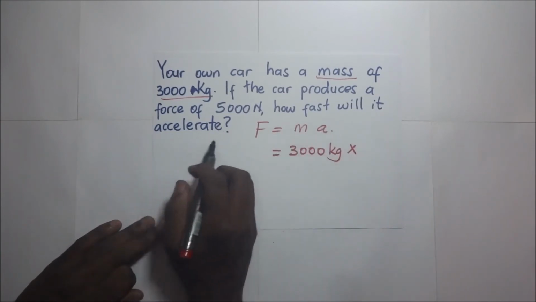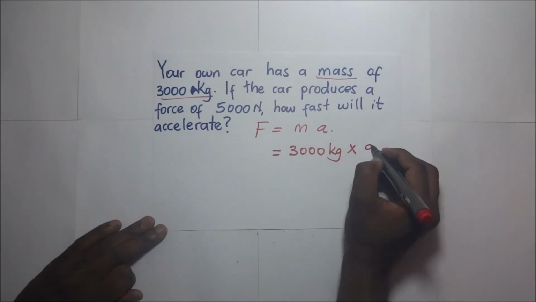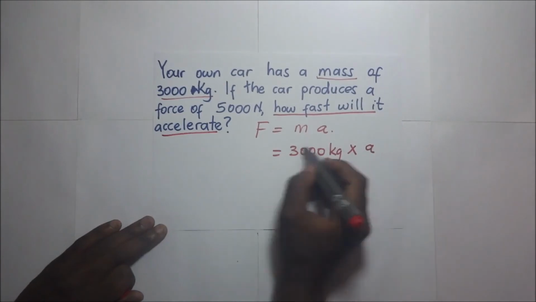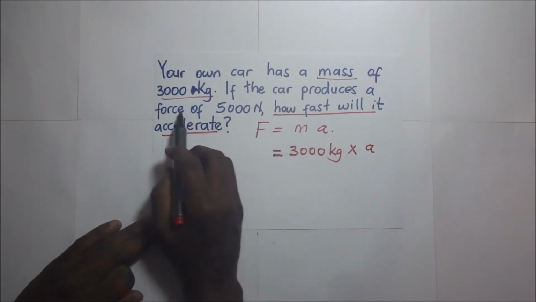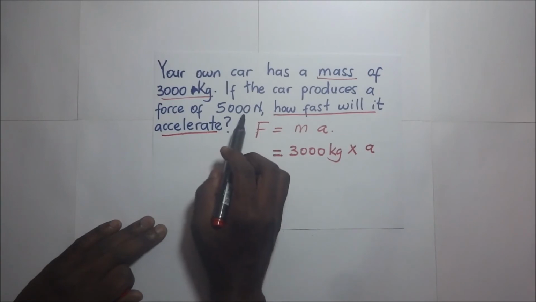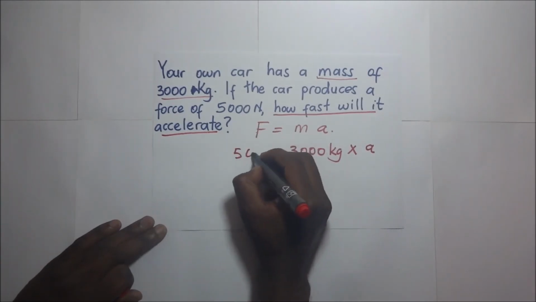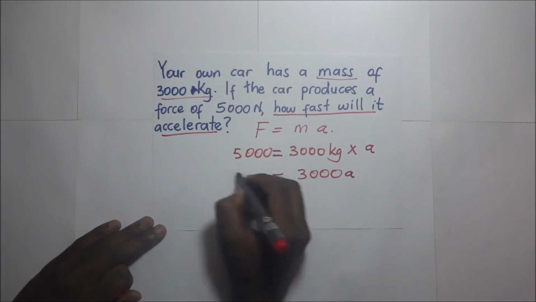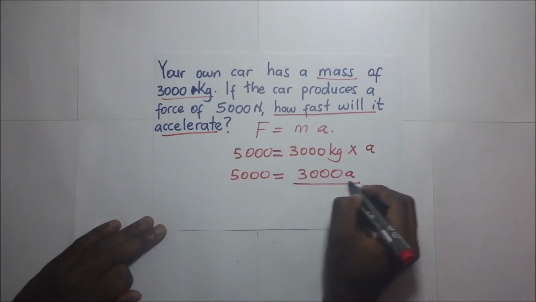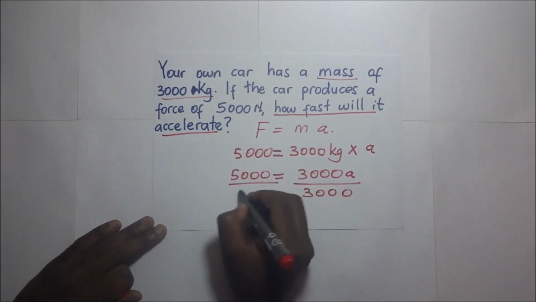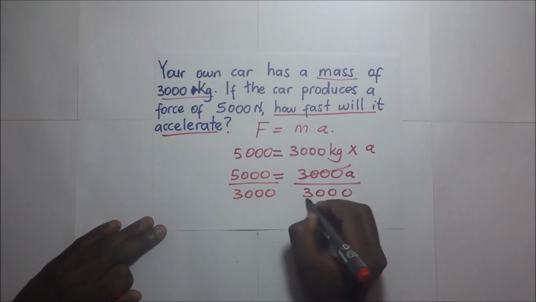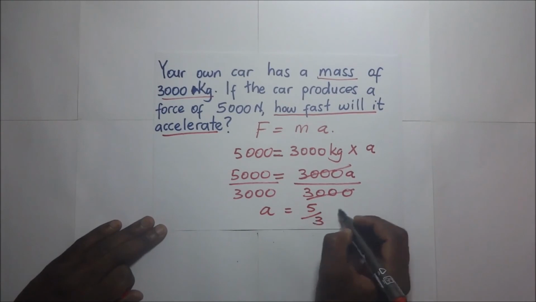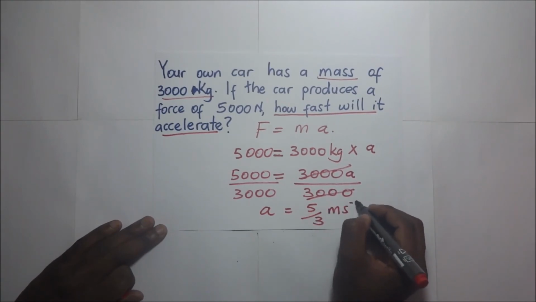Now the acceleration of this car is what we are required to find, because we are being told how fast will it accelerate. This is going to be equal to the force. They are telling us that the car produces a force of 5,000 newtons, so this is 5,000. So 3,000 times A is giving us 5,000. When you divide both sides by 3,000, we shall end up with our acceleration as 5/3, that is in meters per second squared.